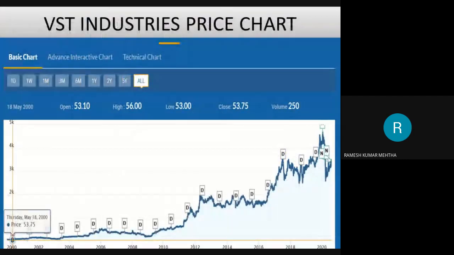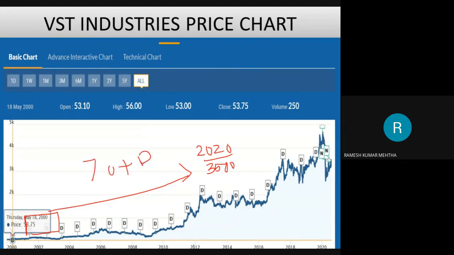So look at this particular chart. From this chart you will come to know the market price was around 53 rupees in the year 2000. Today, as I just showed in the slide, in 2020 it was 3,500. So it is 70 times plus dividends. So many dividends. If you total it, the dividend runs into some 500 or 600 rupees.